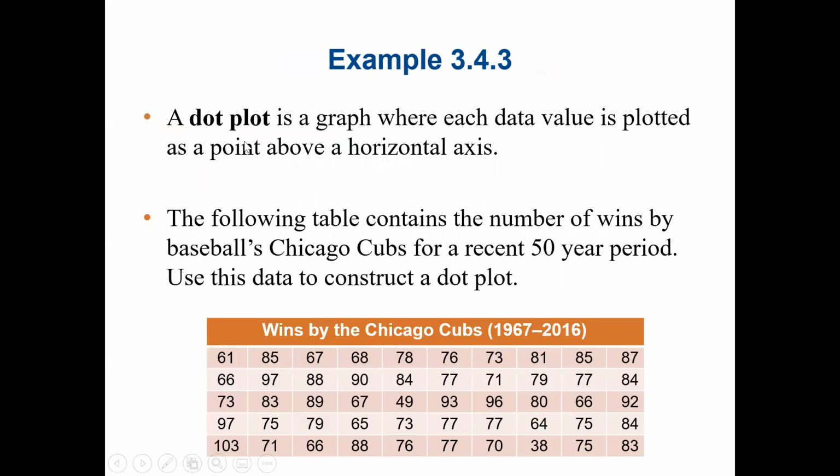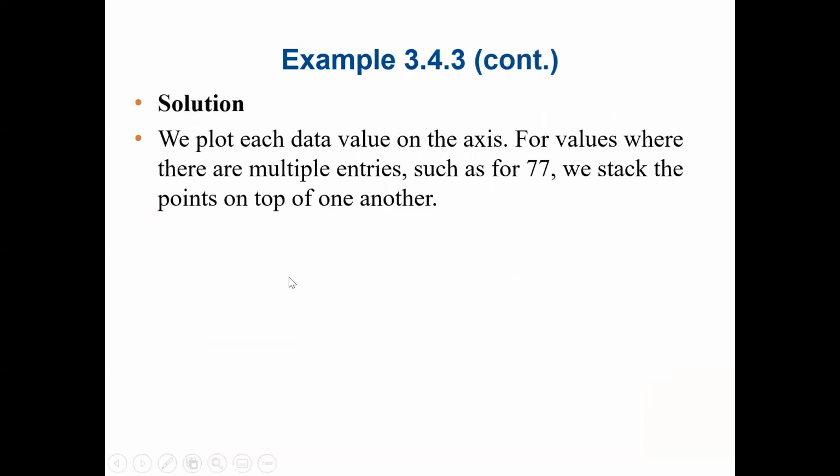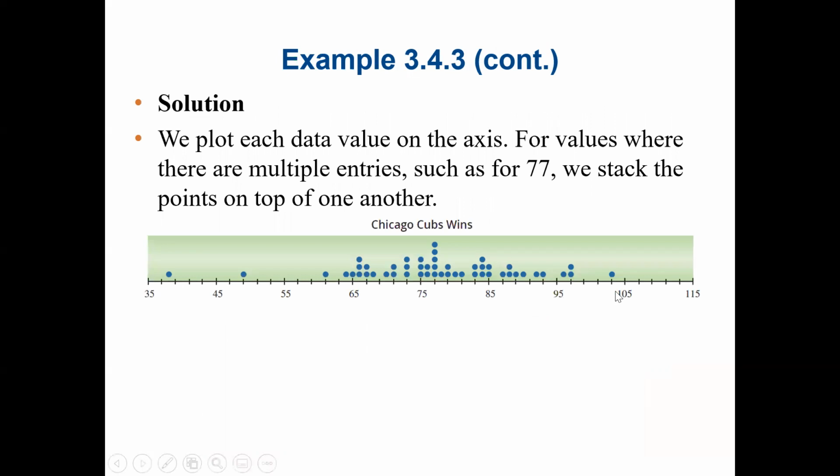Now, next we talk about a dot plot. A dot plot is a graph where each data value is plotted as a point above the horizontal axis. So for an example here, we have the following table, which contains the number of wins by the Chicago Cubs baseball team for a recent 50-year period. Use this data to construct a dot plot. To construct a dot plot, we plot each data value on the axis. First, we have a long horizontal line, then we look at the minimum value and the maximum value.